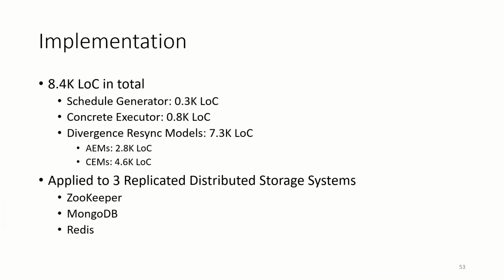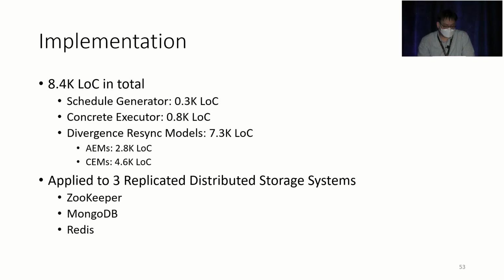Modulo is implemented in 8k lines of code in total. Schedule generator and concrete executor are only 0.3k lines of code and 0.8k lines of code, respectively. Divergence Resync Models takes up most of the code, which is 7.3k lines of code. This includes all 5 DRMs we implemented. And among these, AEMs are 2.8k lines of code and CEMs are 4.6k lines of code.